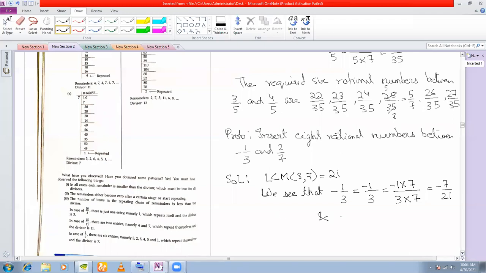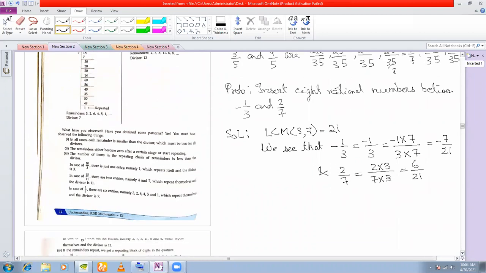And what else? 2 by 7 is the next fraction. We want to make the denominator 21, so we'll multiply this denominator by 3, and the numerator also by 3. You get 6 by 21. Okay. So we need to insert 8 rational numbers between the two.